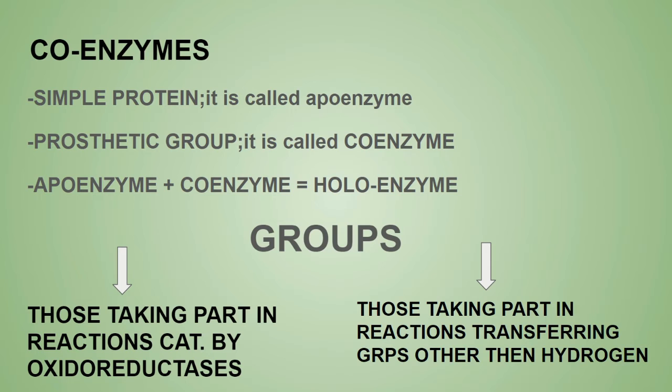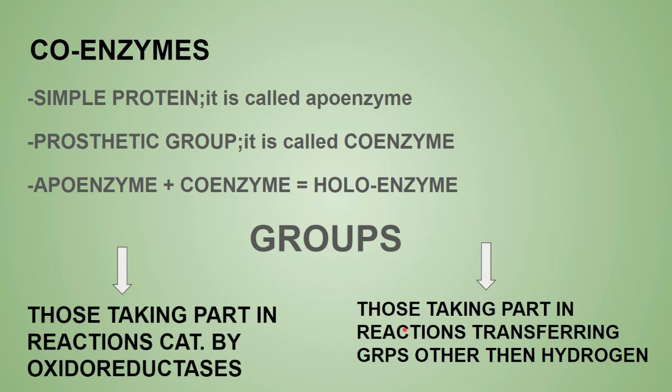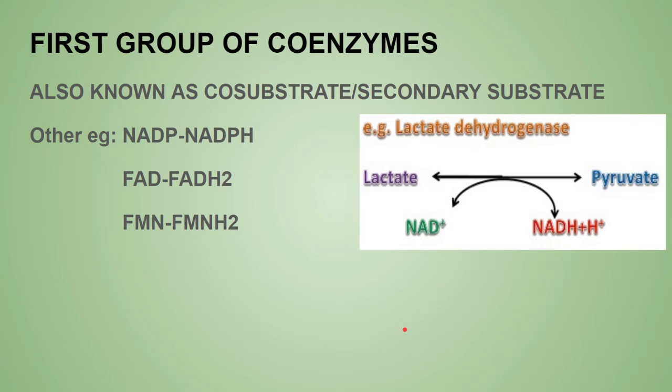Remember, over here there will be oxidoreductase enzymes, meaning there will be the taking or giving off of hydrogen, while over here, those in the second group take part in the reaction by transferring groups other than hydrogen. Now, first of all, group 1 of coenzymes, that is the oxidoreductases, or the group having reduction and oxidation processes by taking or giving up hydrogen.